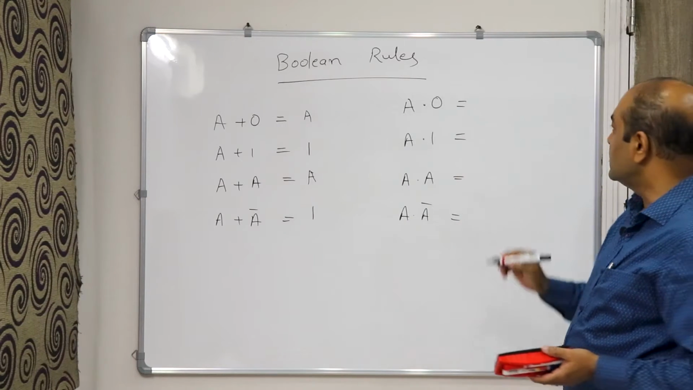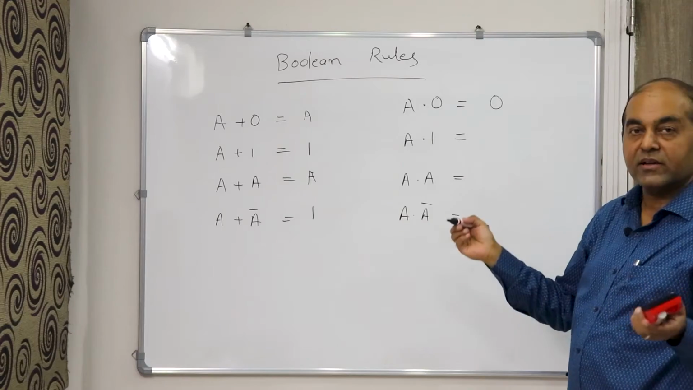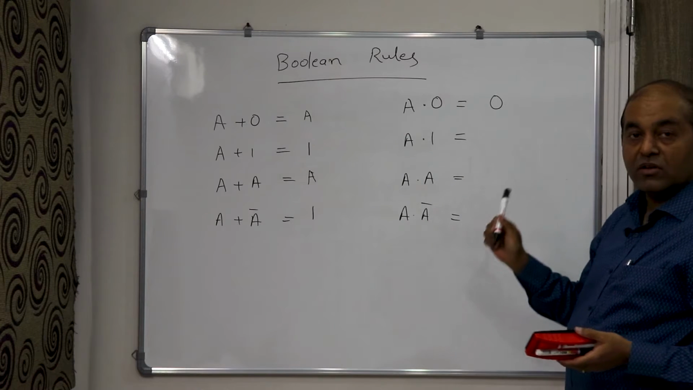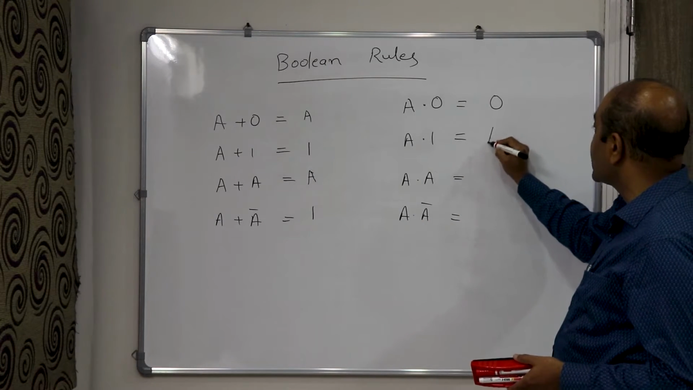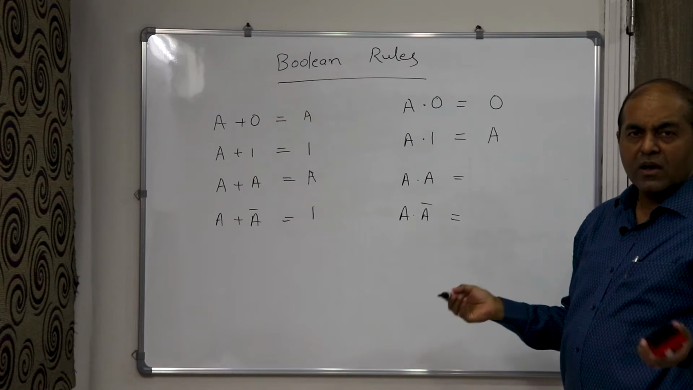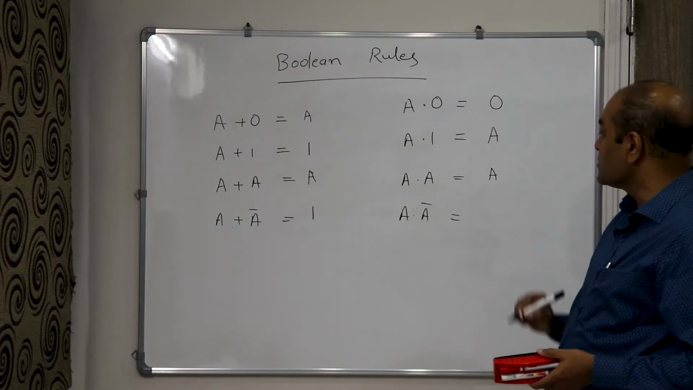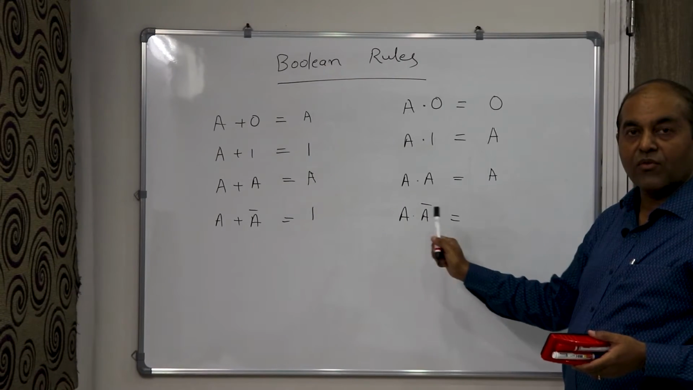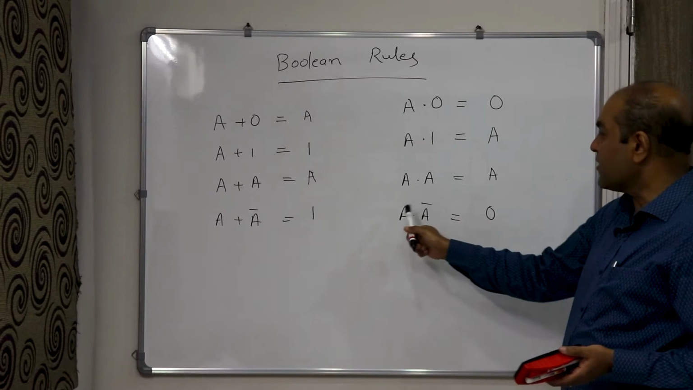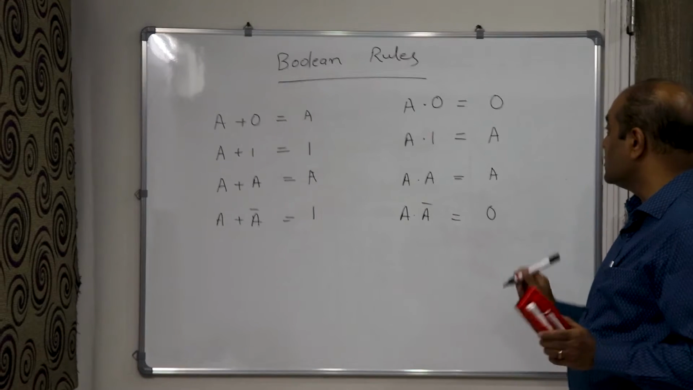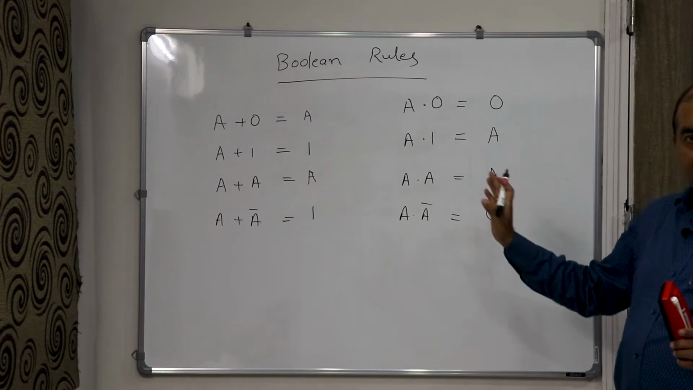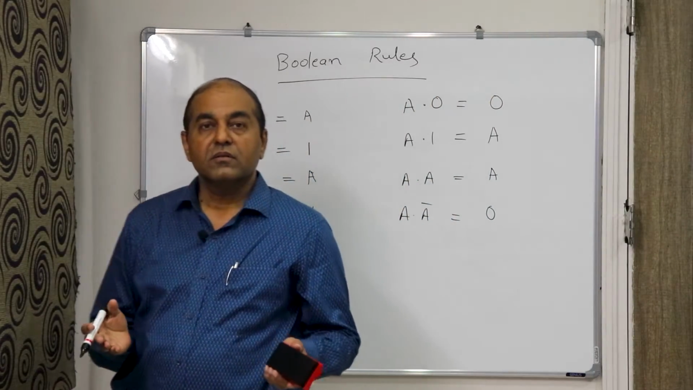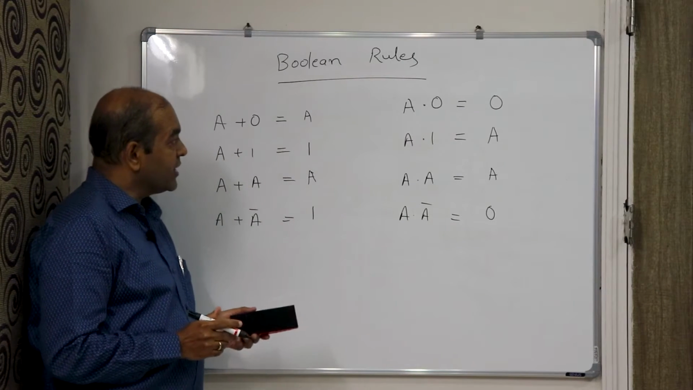Now anything into 0, that is 0. Property of AND gate. A dot 1. If A is 0, then answer is 0. If A is 1, answer is 1. So it copies the action of A. A dot A, again it is A. A dot A bar. If A is 1, A bar is 0. So 1 dot 0 is 0. Or if it is 0, then it is 1. So 0 dot 1 is also 0. Now this is very useful when you are going to solve Boolean algebra. So properly copy down this one.